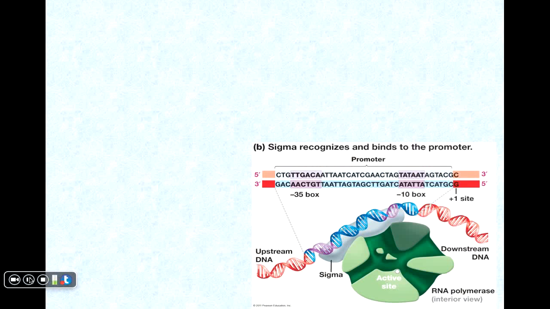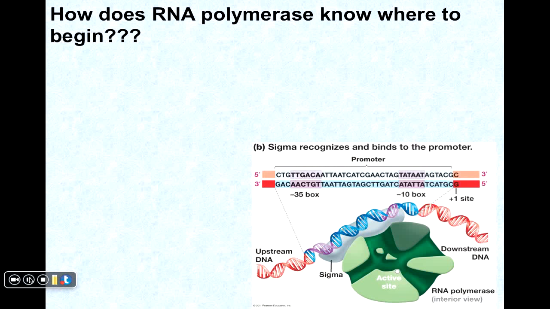Imagine the DNA within your cells consisting of billions of base pairs. How does RNA polymerase know where to begin? After all, there are thousands and thousands of genes, but of course not all of these genes are expressed all the time, and they're not all expressed in all of the cell types in your body. So how does RNA polymerase know where to begin transcribing a gene?